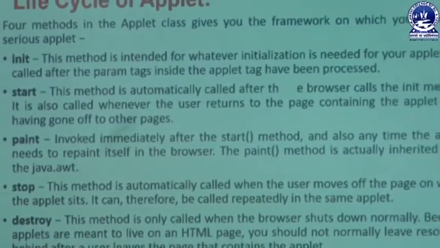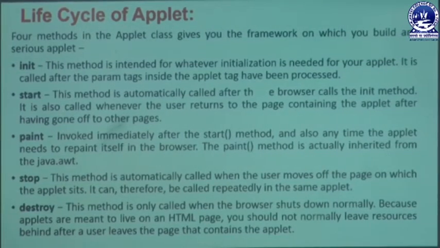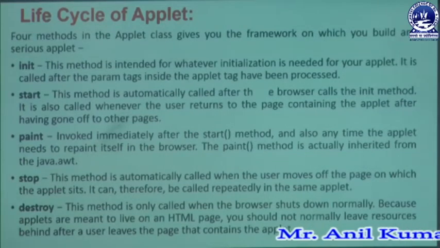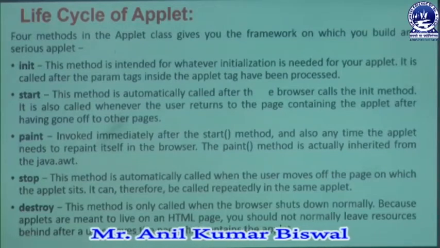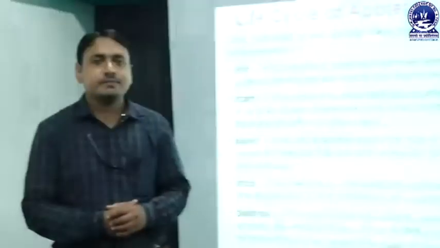The third method is named the paint method. This method is invoked immediately after the start method, and also any time the applet needs to repaint itself in the browser. The paint method is actually inherited from the java.awt package. Due to the presence of the paint method, we can do our real activity in our program. It gives a platform or an interface through which we can easily add some text or some image in our program.